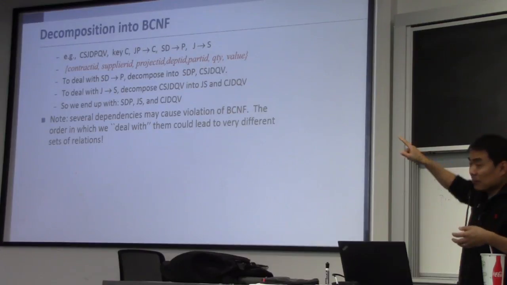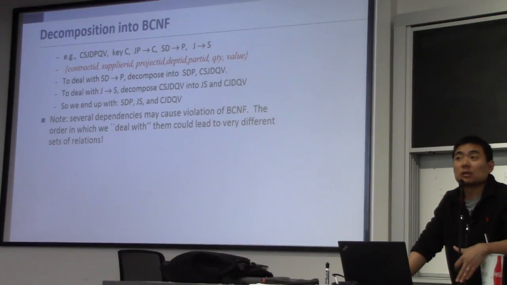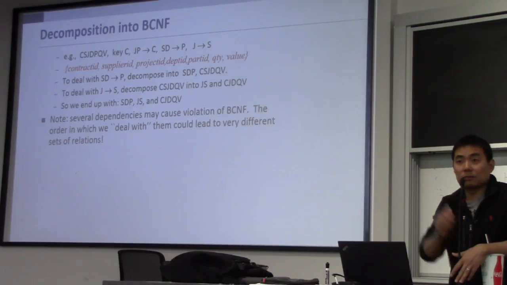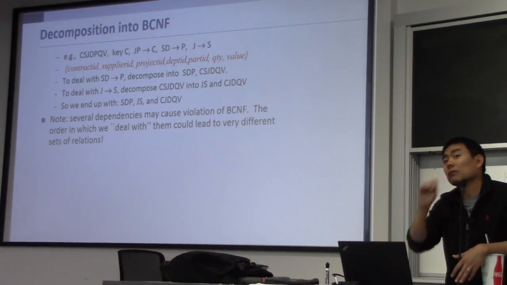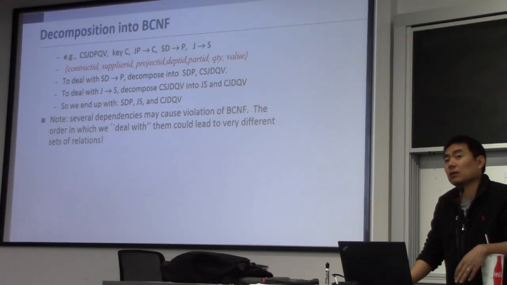What about the second dependency? JP determines C. Does that violate the BCNF requirement? Can someone tell me yes or no? Does that violate the BCNF requirement? Go ahead. Key can determine everything in the schema, correct? Yes. And vice versa should be all right as well, I believe.